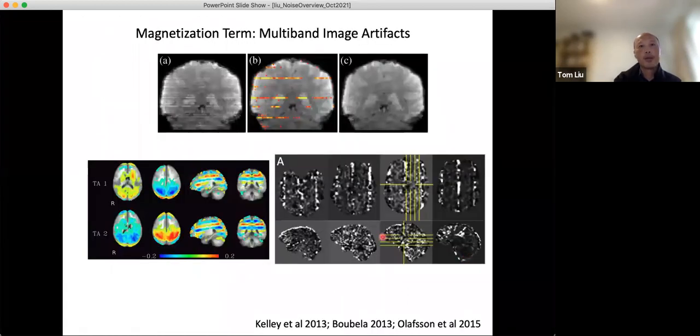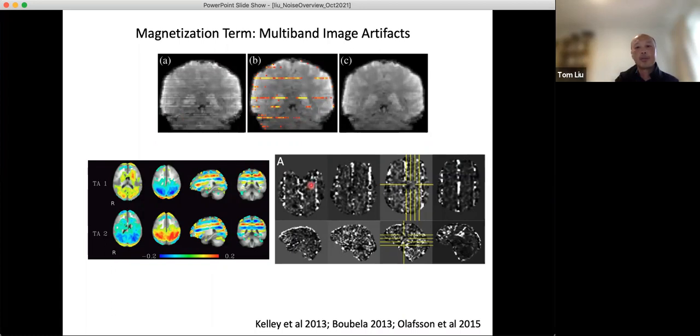Another thing that I noticed, Valor is in the audience. So this is a paper that Valor published back in 2015. This was around the period where multiband was becoming really popular, and there were a lot of observations of interesting artifacts in the data that basically had the multiband striping artifacts.